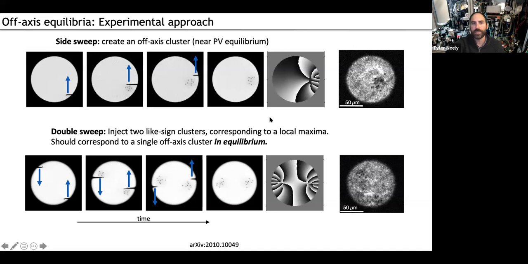The next scheme would be to try and introduce one of these mean field solutions, but the lower entropy one. So this is now two clusters, and that's done by just having two barriers which sweep in opposite directions. This should then end up as a single cluster in equilibrium. And you can see the two clusters of vortices that were generated in the experiment. This third panel here is the phase. It's just demonstrating that each one of these vortices has the same phase winding, meaning they're the same sign.